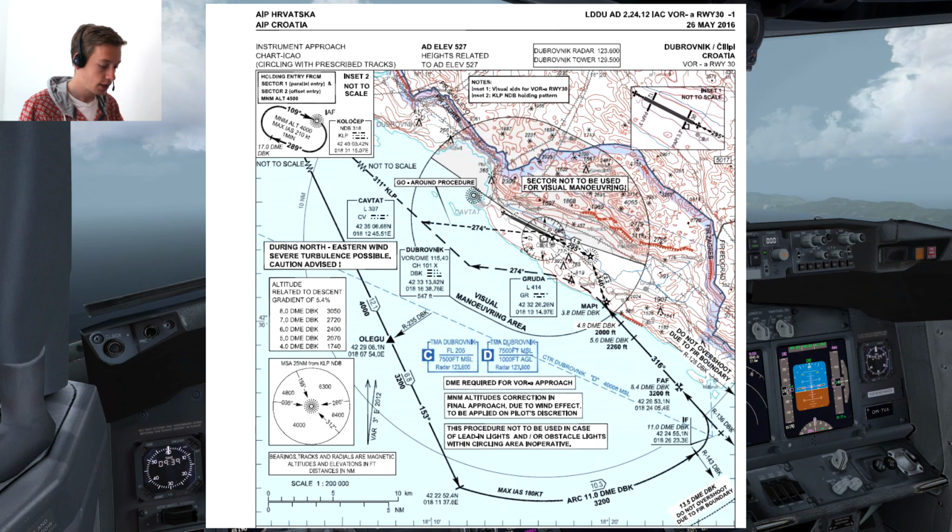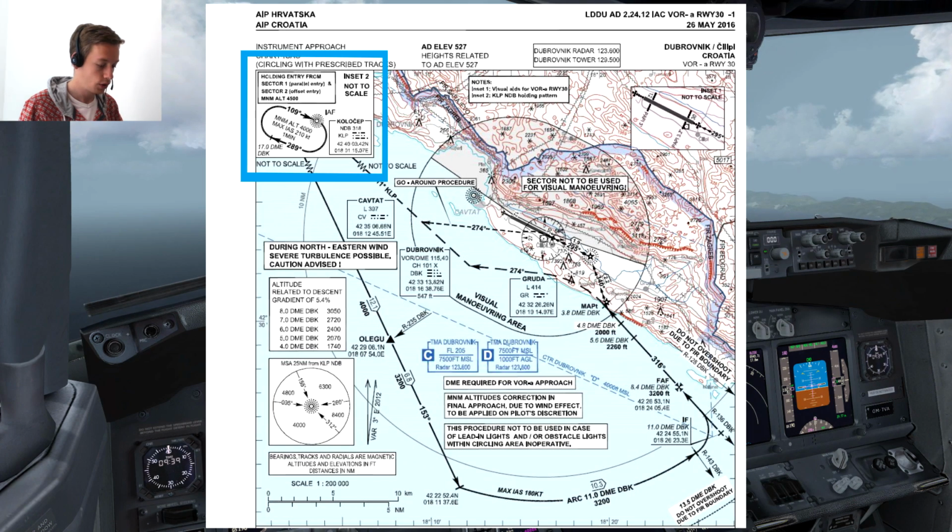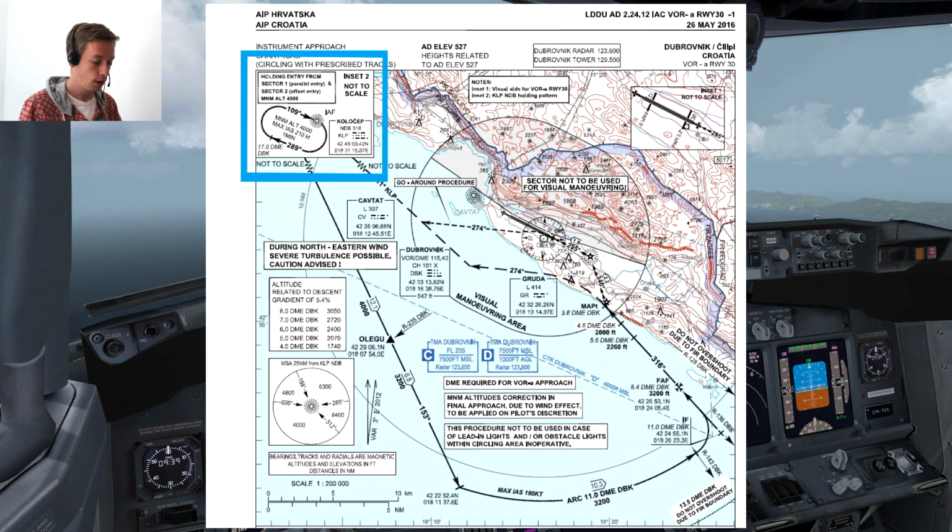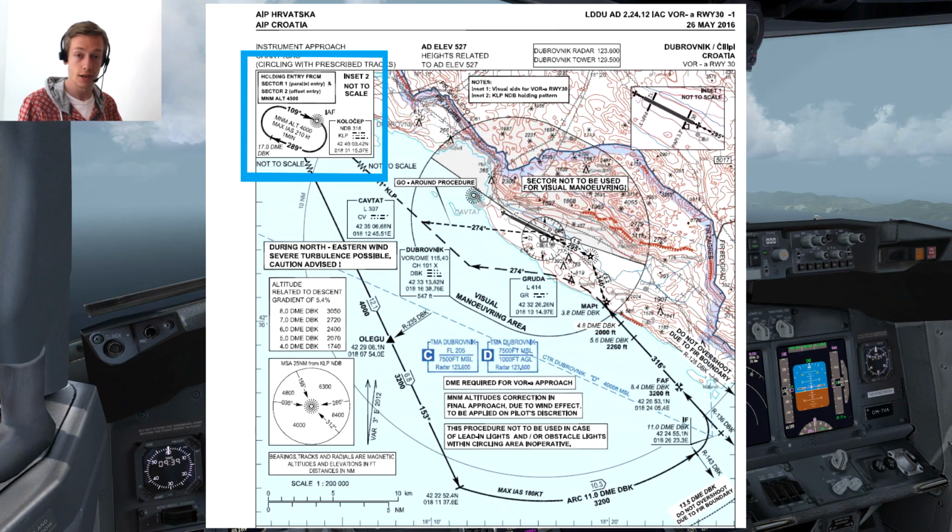Okay, so there are two insets here in the charts. As you can see here, inset 2, which is some extra information. Basically, that indicates the Kilo Lima Papa NDB. That's where we're going to start the approach, and that's where we're going to direct the LNAV direct to in a moment as well. If you're flying en route from the north, it's likely that you end up at that waypoint. At least I did when I last flew to Dubrovnik.